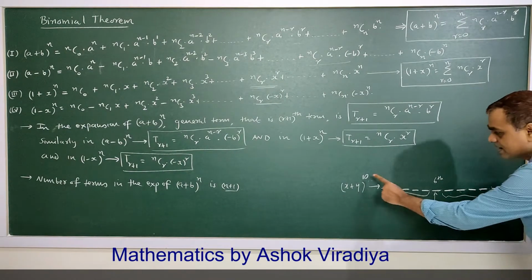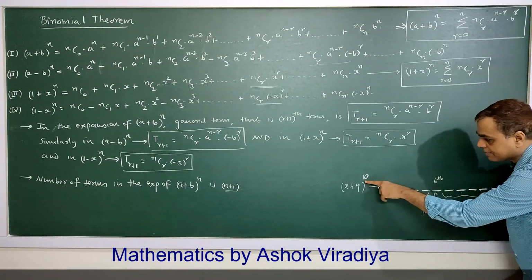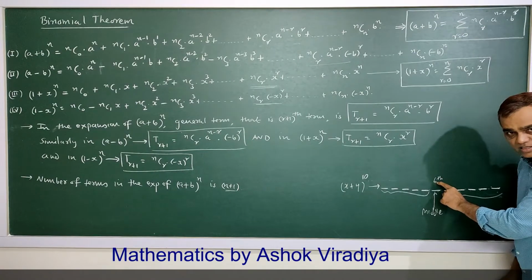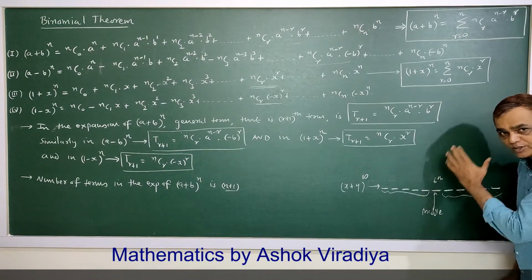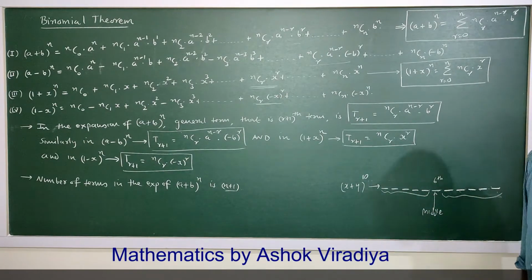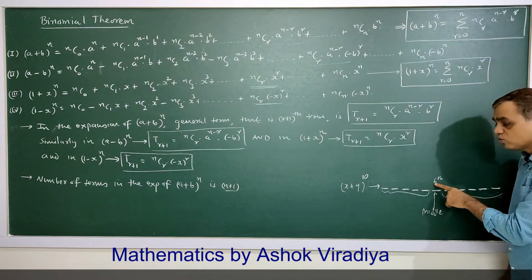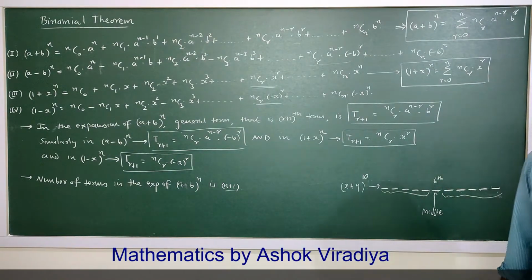That means 10 by 2 plus 1, that is 5 plus 1. So if this number is n, then the order of the middle term is n by 2 plus 1.